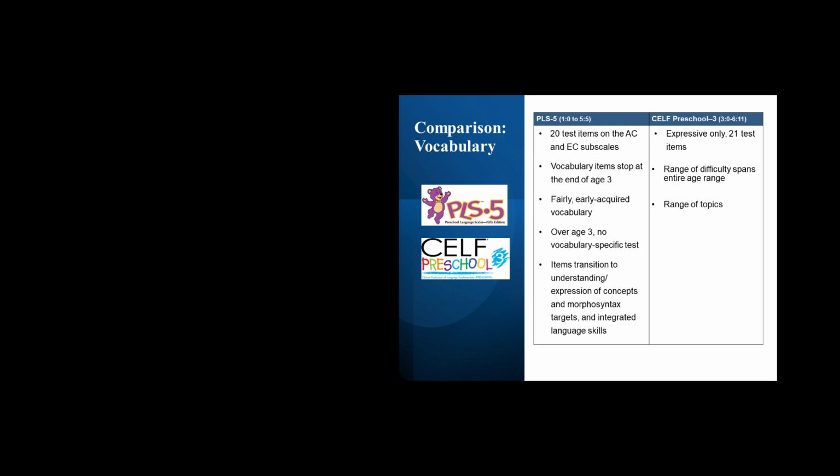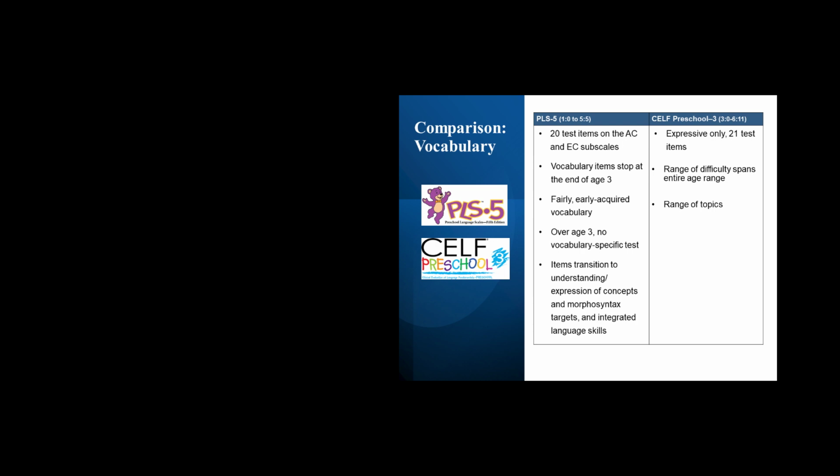PLS has 20 items, I should have put whether it was numbered test items or individual sub-items, but there are 20 items across the auditory comprehension and expressive communication subscales, looking at vocabulary. But the PLS items on vocabulary stop at age 3.